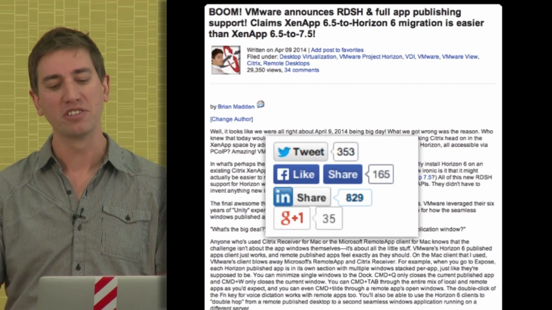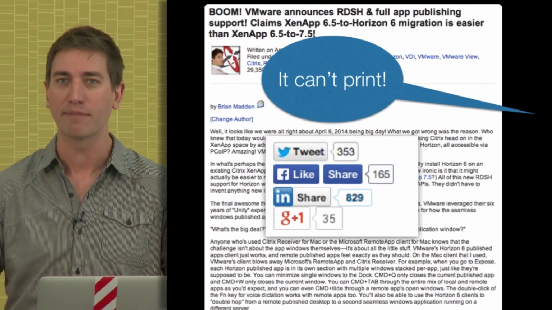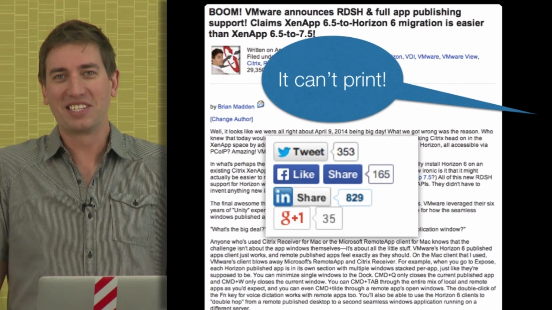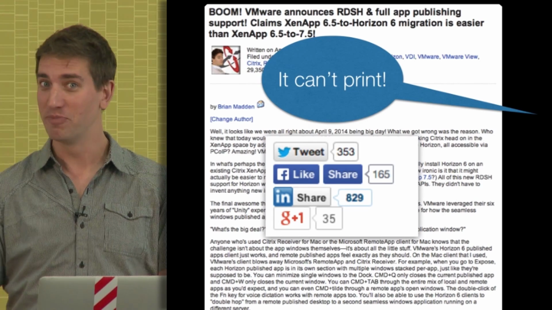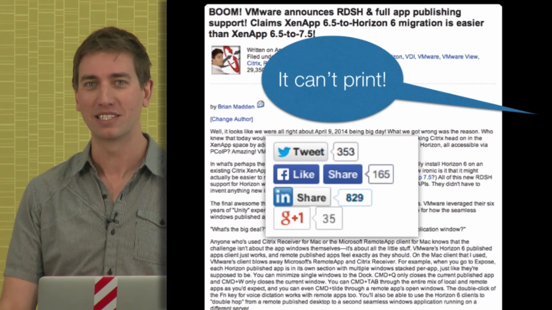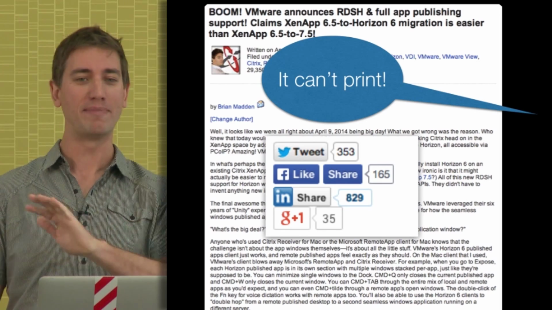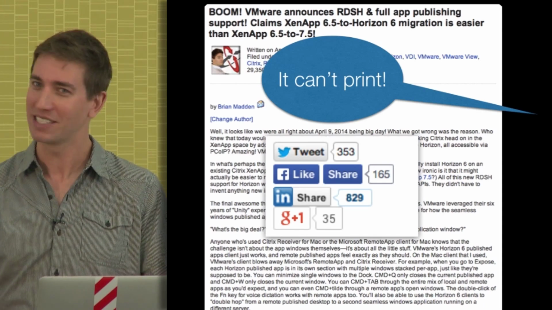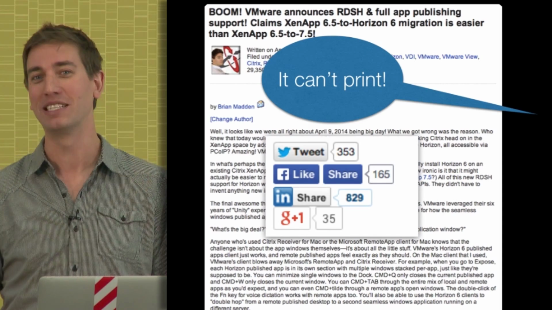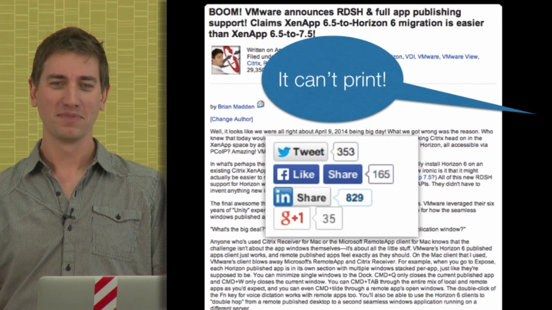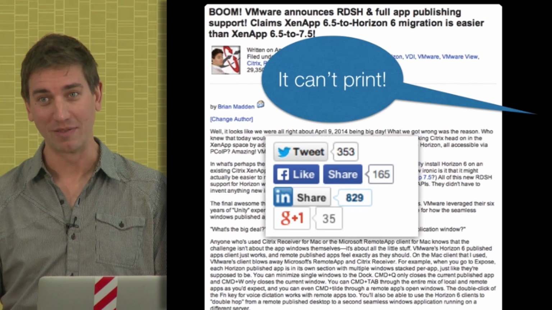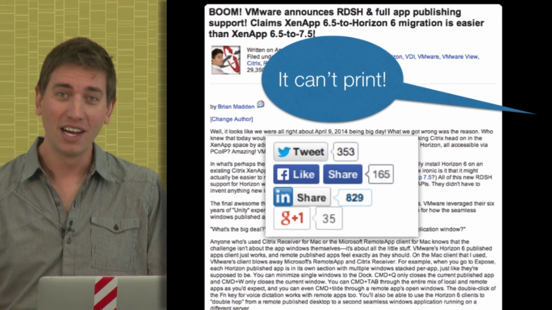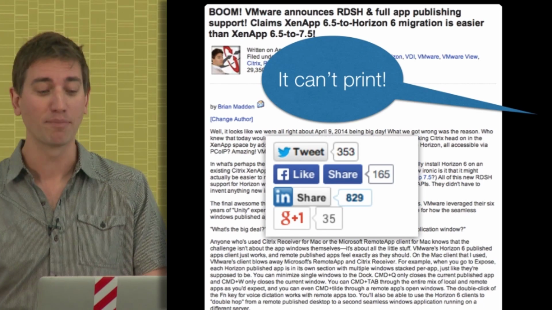A lot of people look at the features and say, oh, Horizon 6 can't print, which is kind of funny because those of us who've been in the Citrix XenApp space for the past decade or so know all about the troubles there. And you almost want to say, yes, VMware, welcome to our world. Now please fix printing, which I never thought that 17 years later we'd still be asking our vendors to fix. But yeah, Horizon 6 can't print.